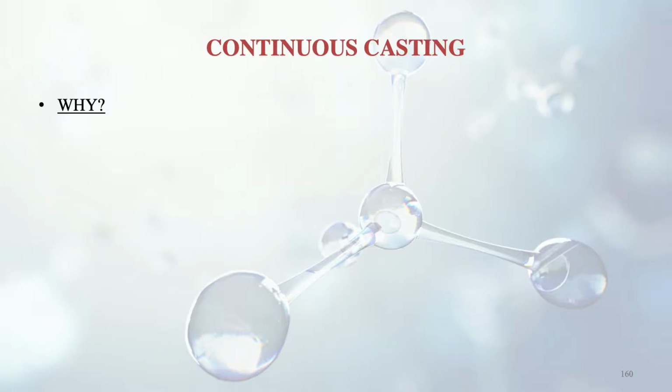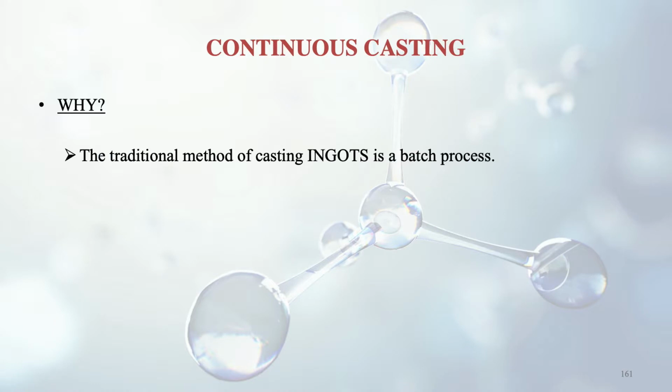Now we discuss the continuous casting. As I told earlier, we can get rid of the ingots by using continuous casting. Now we can discuss that. So why do we need continuous casting? Because the traditional method of casting ingots is a batch process. It can give you the final products in batches only. It can't be a continuous thing, so we have to wait for some time.